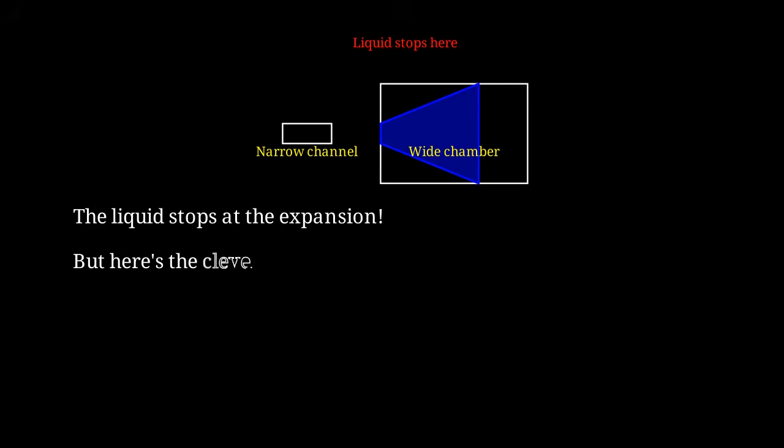But here's the clever part. If you continue to add more liquid at the inlet, you increase the hydrostatic pressure. Once that pressure builds up enough, it can overcome the barrier. The hydrostatic pressure equals rho g h, where rho is liquid density, g is gravitational acceleration, and h is the height of the liquid column.